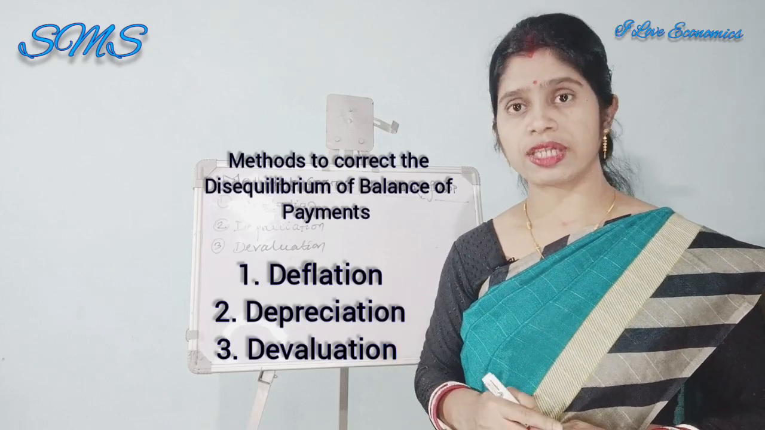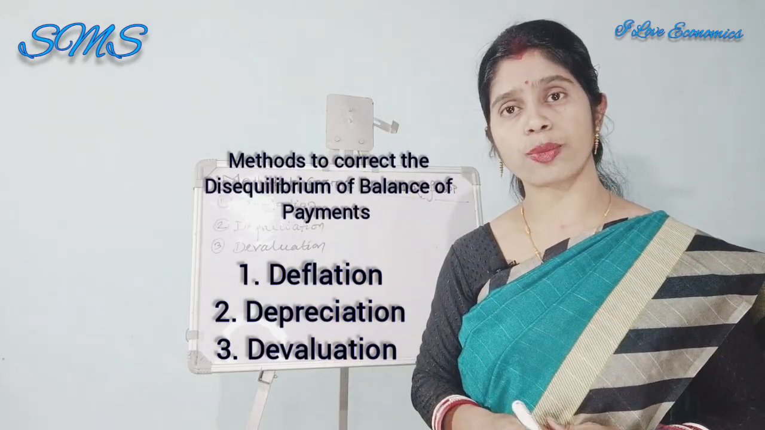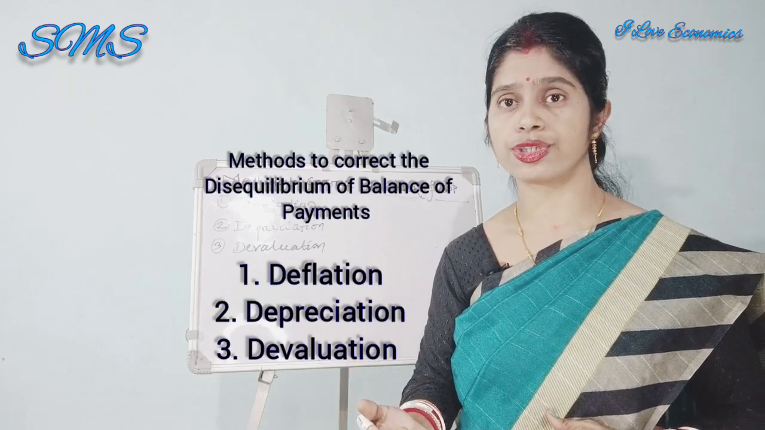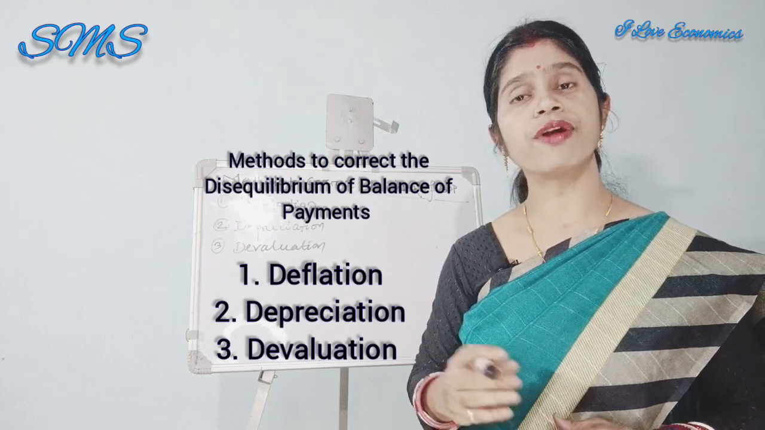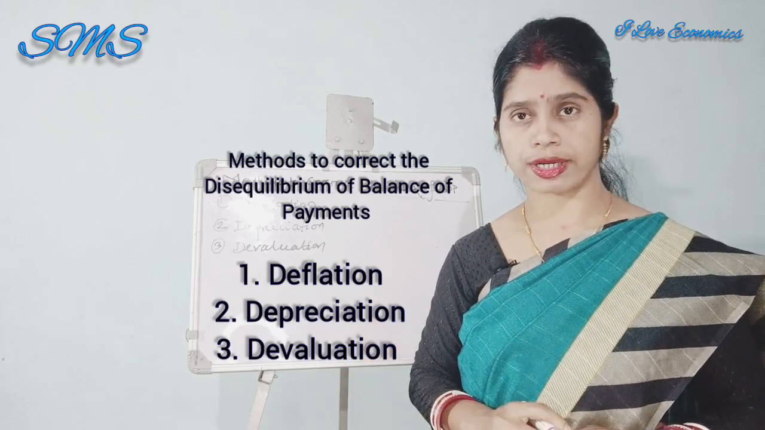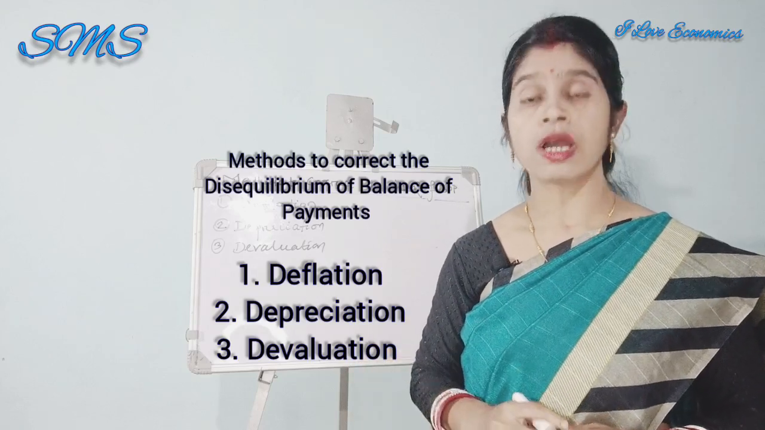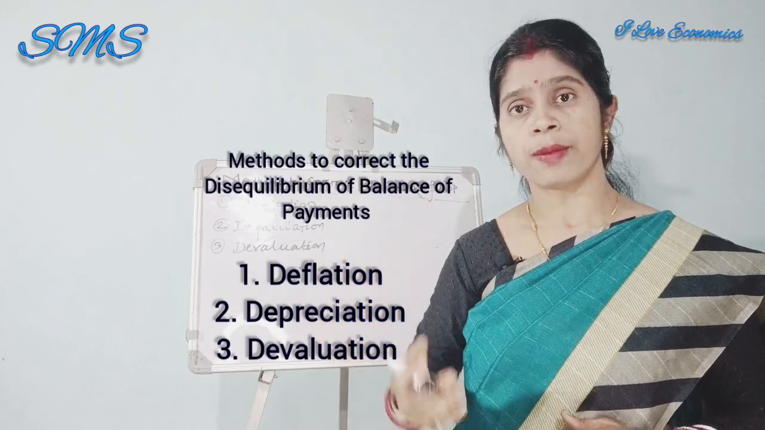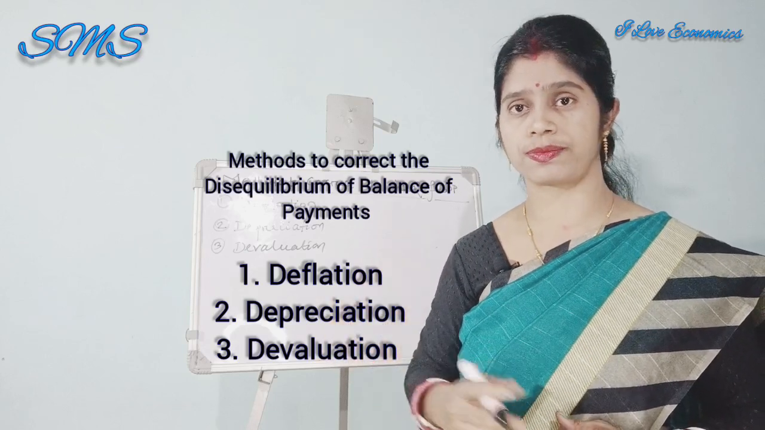Then come to the next method, known as devaluation. Devaluation means official reduction of the external value of the domestic currency in comparison to foreign currency. The difference between devaluation and depreciation: both mean lowering the external value of the domestic currency in comparison to foreign currency, but depreciation means automatic reduction. Depreciation depends upon market forces, upon demand and supply. But devaluation depends upon the official, deliberate reduction.